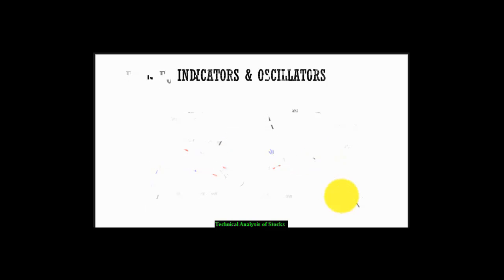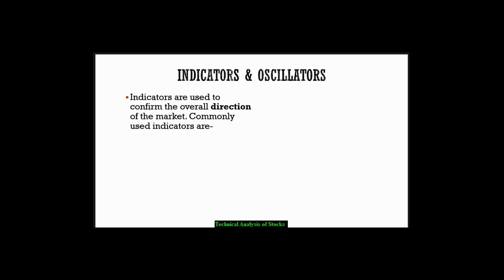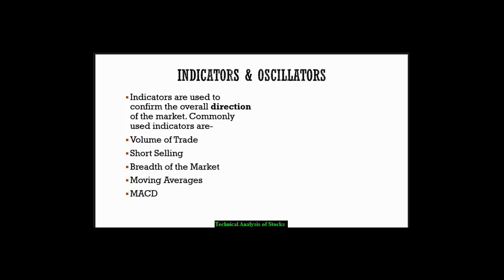Now these were some important chart patterns, but one thing you should always remember is that chart patterns alone will not give you a hint to buy or sell stocks. The chart pattern must be confirmed by indicators and oscillators. Indicators are used to confirm the overall direction of the market. Commonly used indicators are volume of trade, short selling, breadth of market, moving averages, and moving average convergence and divergence.